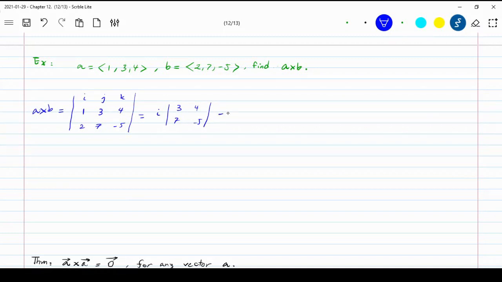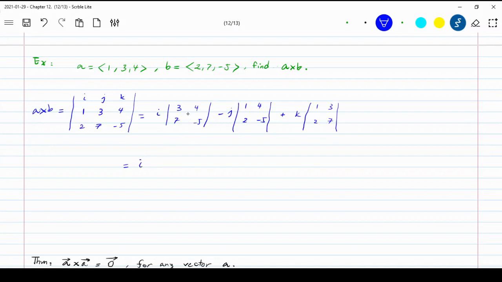Plus minus j times 1, 4, 2, negative 5. I'm removing the second column and first row. Plus k times, removing the first row and third column, you would get 1, 3, 2, 7. You can try to memorize that formula, but there is a higher chance that you make a mistake if you memorize it than just writing it down.